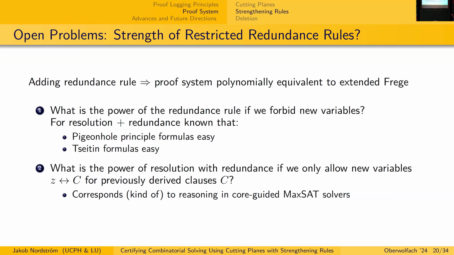Slightly more ambitiously, what if I allow new variables, but they can only be equivalent to clauses that I already know to be true? How useful is that? Why do I care about this? Well, it corresponds to the only example of successful extended resolution reasoning I know, namely what is done in so-called core-guided MaxSAT solvers. And they essentially do this, sweeping a lot of stuff under the rug.